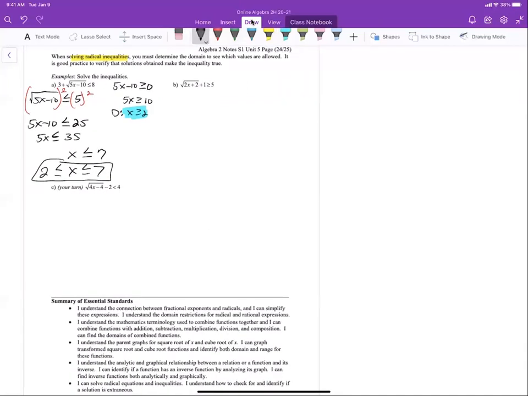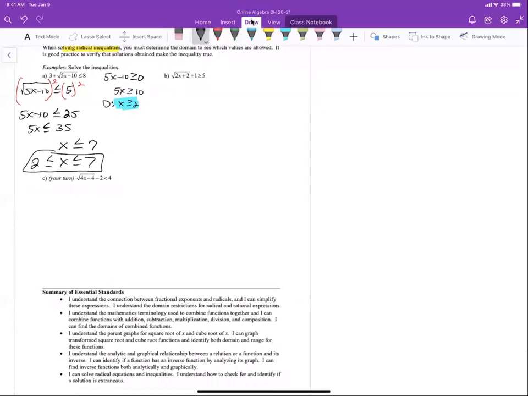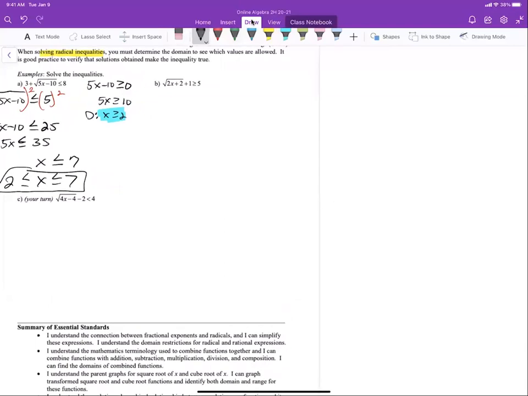So if you plugged in 2, I get 5 times 2 is 10. 10 minus 10 is 0. The square root of 0 is 0. So 3 is truly less than or equal to 8. If I plugged in 7, I get 35 minus 10, which is 25. Square root of 25 is 5. 3 plus 5 is 8. And sure enough, that is equal to 8, and it is true. All right, how about B?